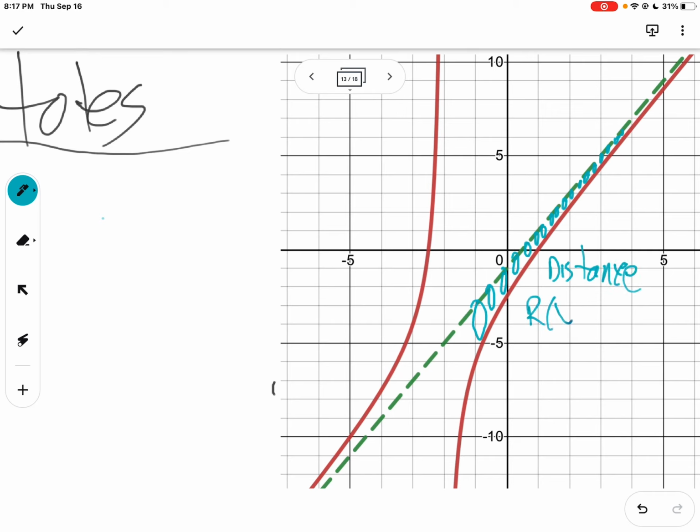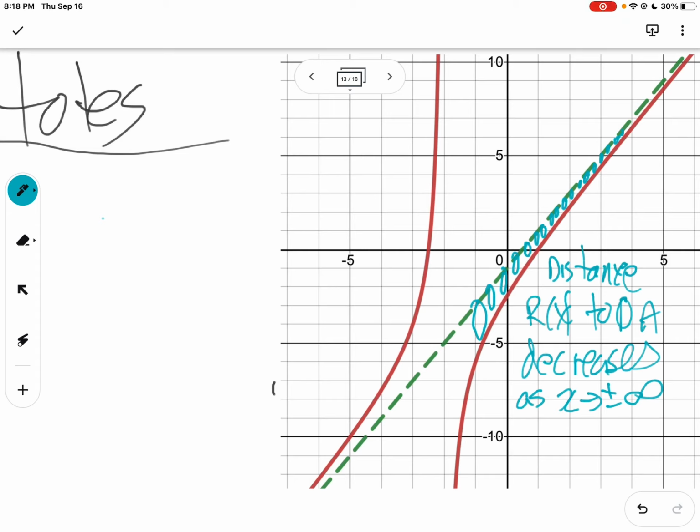The distance from r of x, that's the red curve, to the oblique asymptote, the straight dotted green line, decreases as x approaches positive or negative infinity. And in fact, it gets so close that they seem to overlap, right? Because the distance approaches 0. Now, it never actually gets to 0. Doesn't that sound like a limit? We're getting closer and closer, but we don't quite get there.